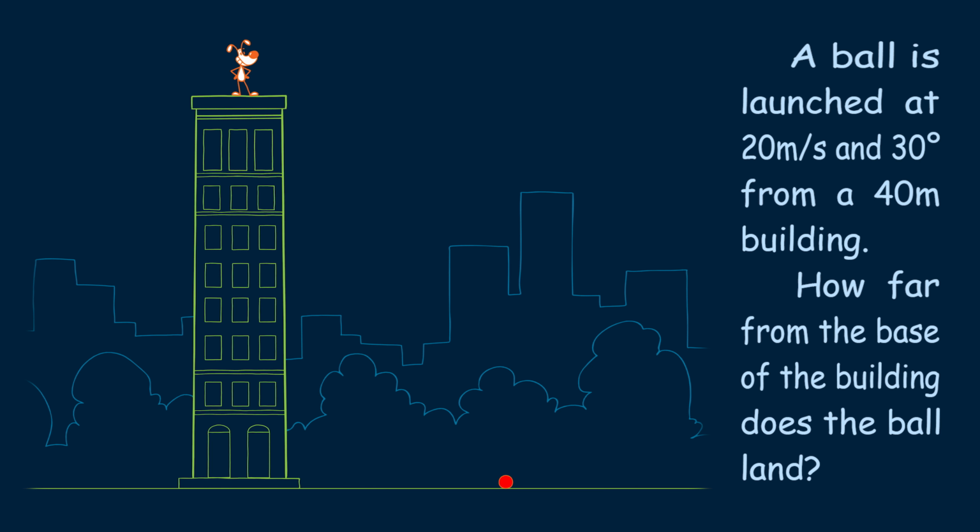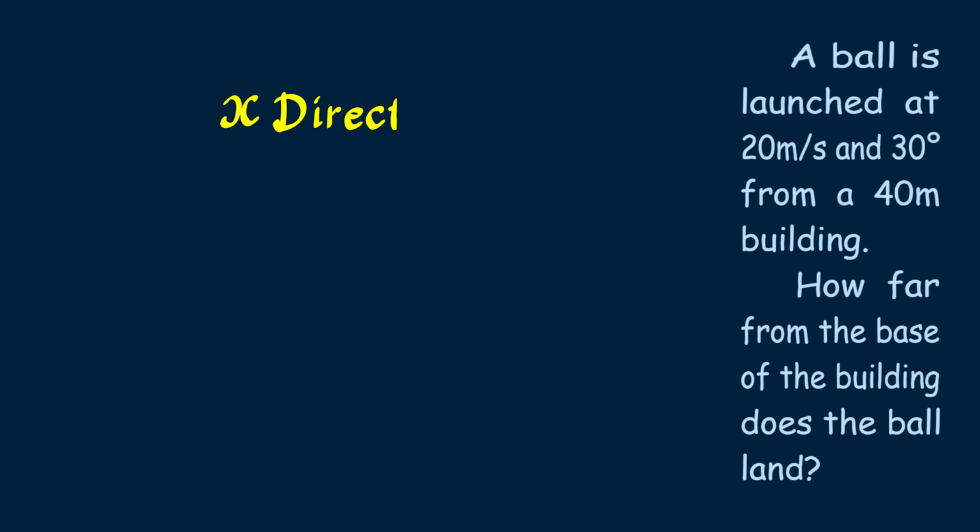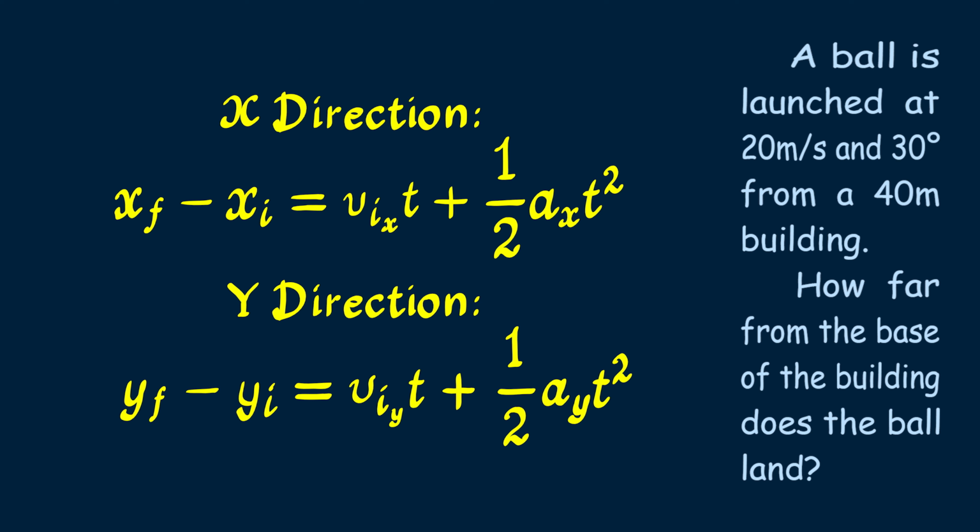Now I know there are a lot of numbers in this problem, but here's a general strategy to make it easy. Anytime you have an object moving in both the up-down and the left-right direction, the key is to write out the kinematics equations separately for each direction. Then you solve for the time t in one direction and plug in the same t into the other one.